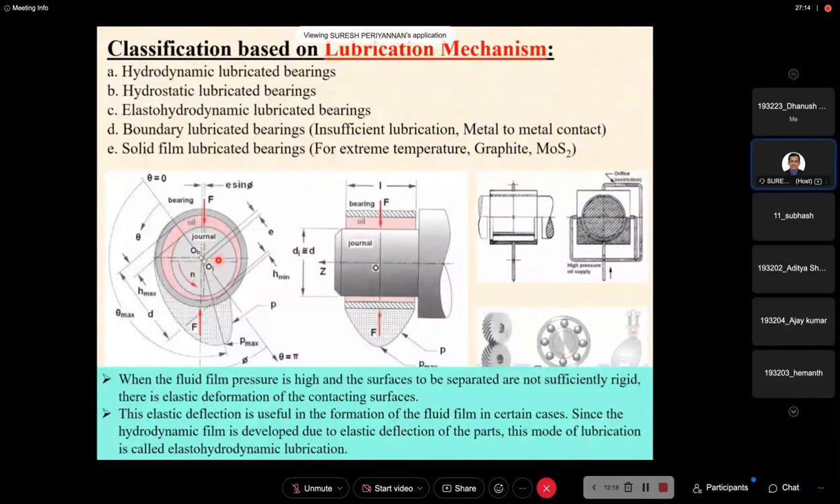This is the journal diameter, this is the bearing diameter. This is a side view of the journal and bearing, and this is the oil film here. These are the notations we are going to use in future, just identified here.